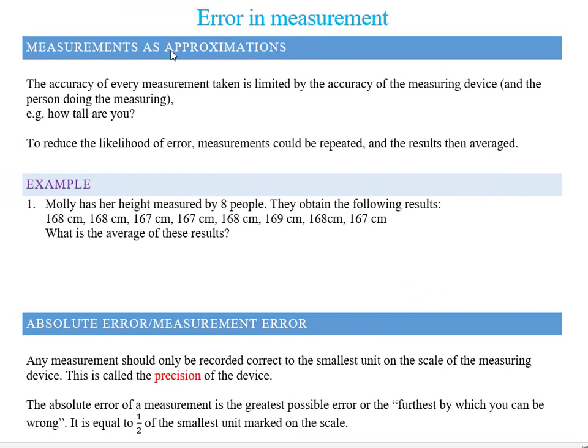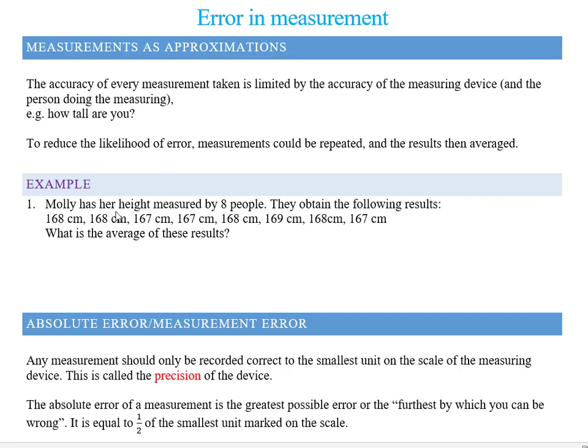Error in measurement. Measurements are really just approximations because we can't get everything exactly perfect. The accuracy of every measurement taken is limited by the accuracy of the measuring device and obviously the person who does the measuring. For example, how tall are you? We could get a lot of people to measure your height and we don't really know what the true measurement would actually be.